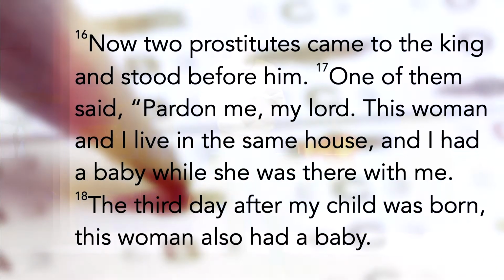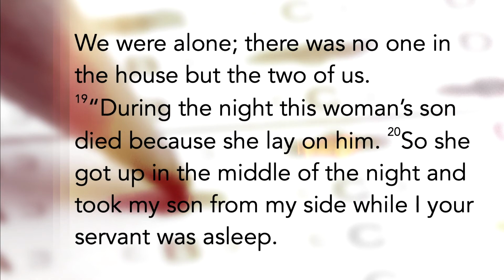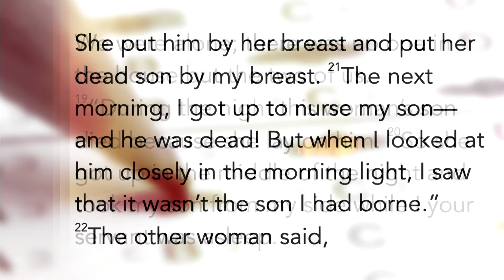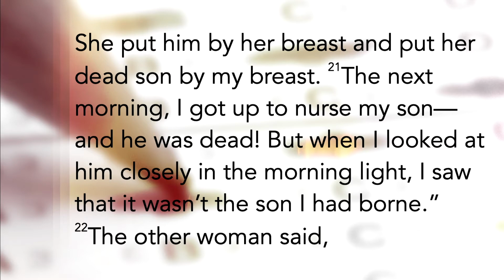Now 2 prostitutes came to the king and stood before him. One of them said, pardon me, my lord, this woman and I live in the same house, and I had a baby while she was there with me. The 3rd day after my child was born, this woman also had a baby. We were alone. There was no one in the house but the 2 of us. During the night, this woman's son died because she lay on him. So she got up in the middle of the night and took my son from my side while your servant was asleep. She put him by her breast and put her dead son by my breast. The next morning, I got up to nurse my son, and he was dead. But when I looked at him closely in the morning light, I saw that it wasn't my son that I had born.